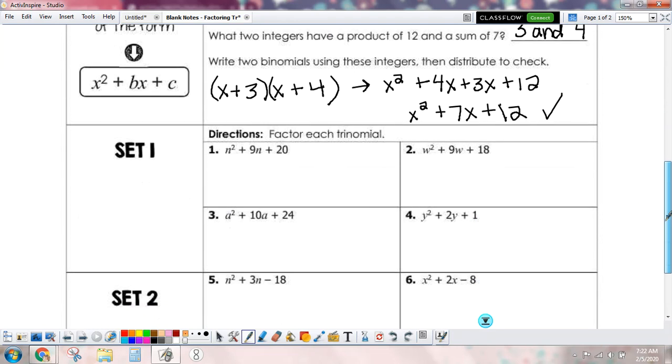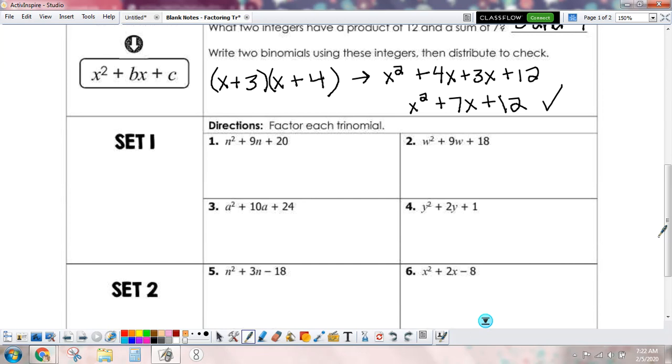All right, so for set 1, it's very similar to the first one. You are looking for the two integers that multiply together to get that last number. So they multiply together to get 20, but when you add them, you get 9. So I'm going to think of all the numbers I can possibly multiply to get 20. And I know it's 1 times 20, 2 times 10, 4 times 5. Well, the only one of those that adds up together to get 9 is 4 and 5. So I know that I'm going to have n plus 4 and n plus 5.